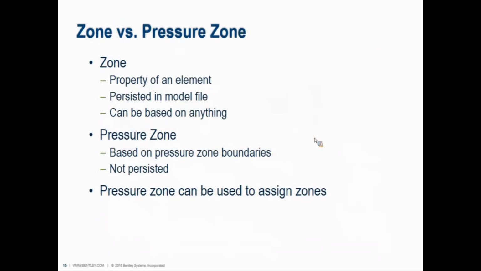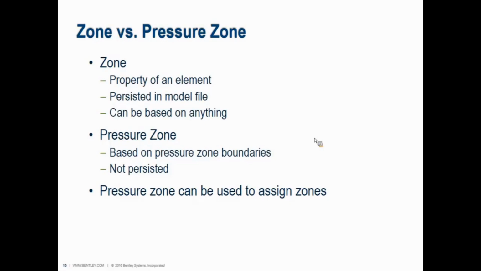Now, what's the difference between zone and pressure zone? A zone, you can assign a junction or a pump or a tank to a zone. It's a property that you assign. It's a drop-down. You create the zones and you assign the zones. Commercial zone, residential zone, R1, R2, R3. You assign those to your nodes. You can do it graphically by selecting a whole bunch of them and apply it, or you can do it manually one by one by one.